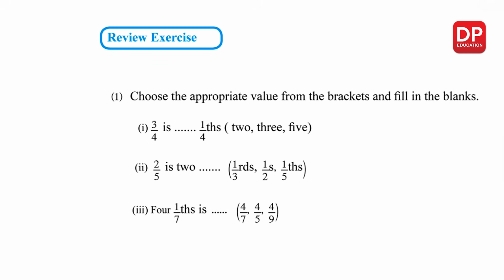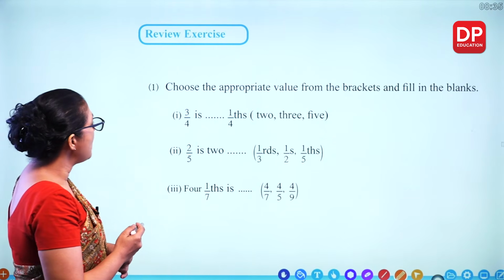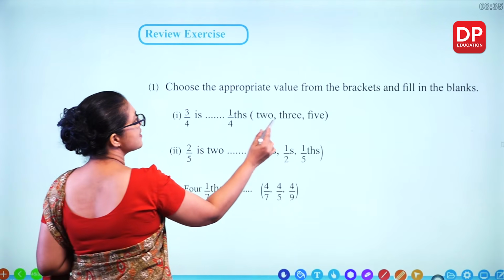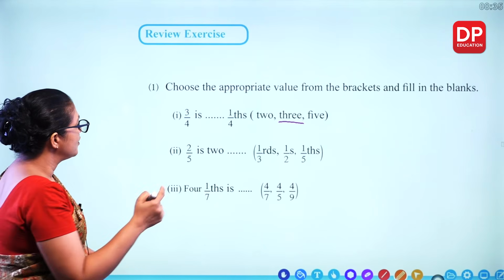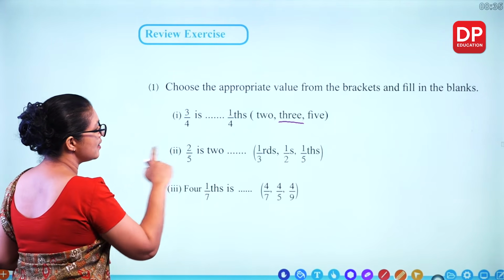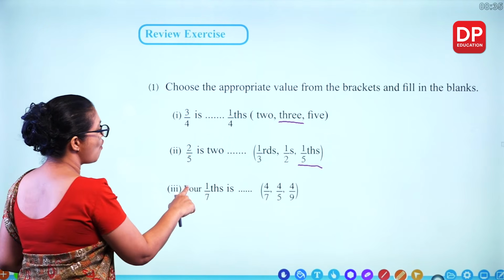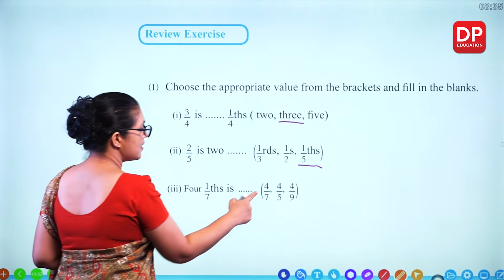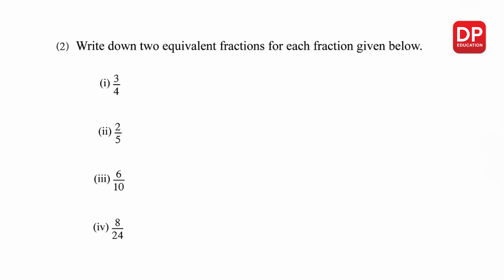Now we'll look at the review exercise. Choose the appropriate value from the brackets and fill in the blanks. 3/4 is how many parts? 3 1/4. 2/5 is 2 1/5. 4 1/7 is 4/7.